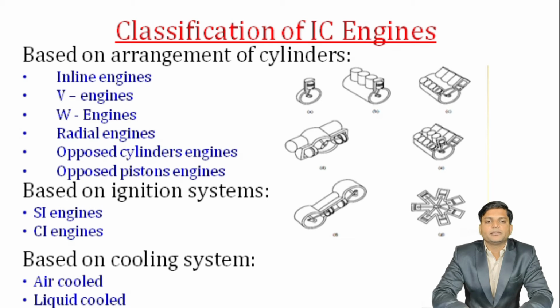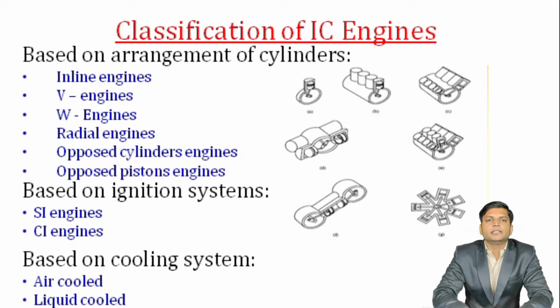Then the next classification is according to the ignition system of combustion process. The first one is the SI engine. So we know in the Otto cycle or Otto engine, the fuel ignition temperature of petrol is 280 degrees Celsius, which is much higher than the petrol. Hence we need a spark plug to initiate the combustion process. So the spark plug is there inside that engine, hence it is called the SI engine.